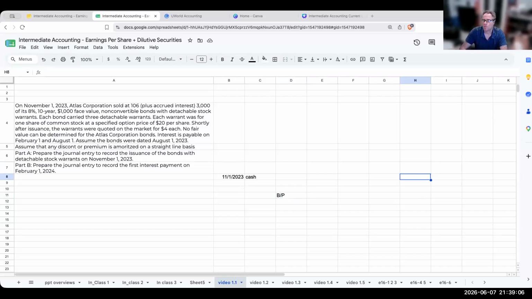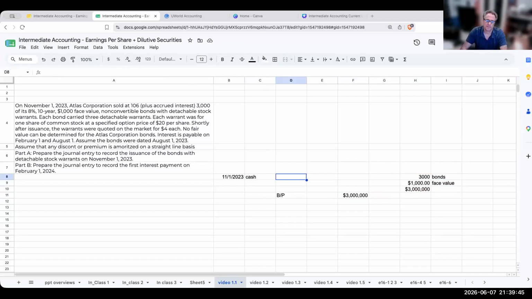So Atlas sold at 106, which is referring to 106% of the face value plus accrued interest, 3,000 bonds, 8%, 10-year, $1,000 face value. So I sold 3,000 bonds with a face value of 1,000. I'm essentially issuing $3 million worth of bonds. So I know I'm going to have to credit bonds payable for $3 million.